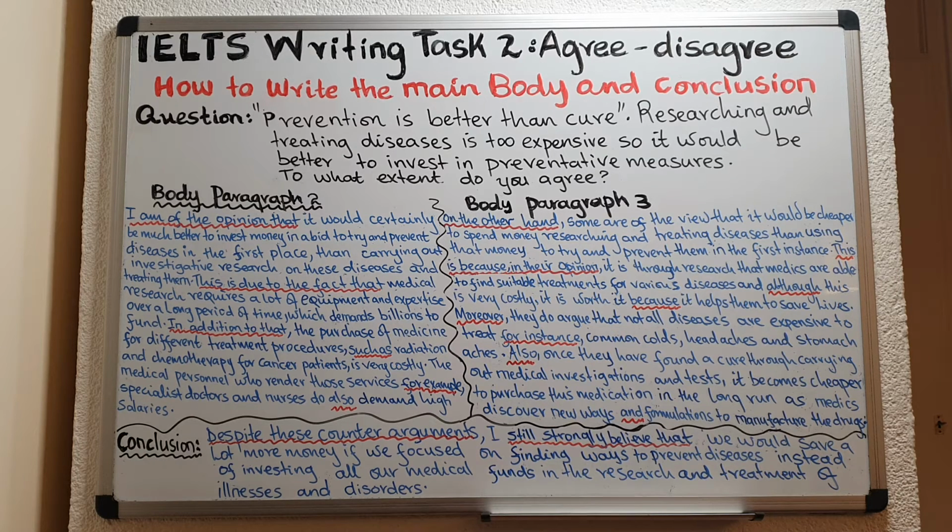After that, researching and treating diseases is too expensive. So it would be better to invest in preventative measures. So according to that statement, it is better to invest in preventative measures because researching and treating diseases is very expensive. Instead of waiting until the diseases have happened, we should try and prevent them. That is what this statement is arguing. To what extent do you agree?